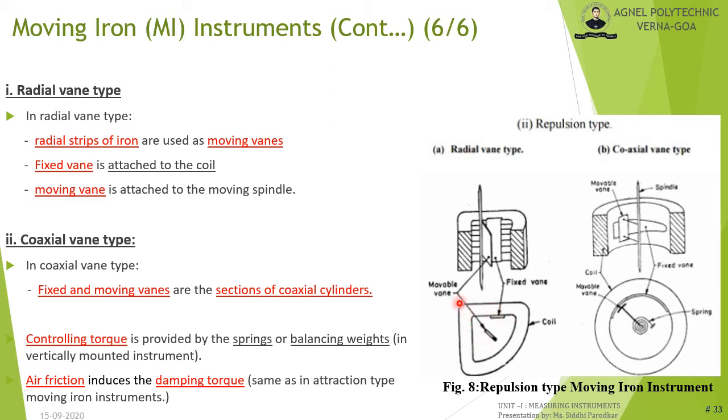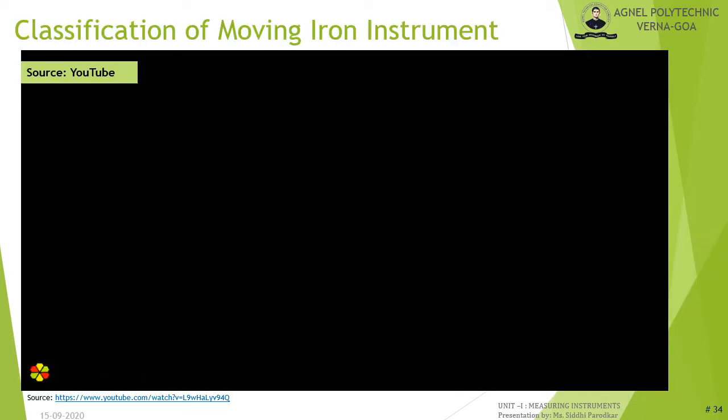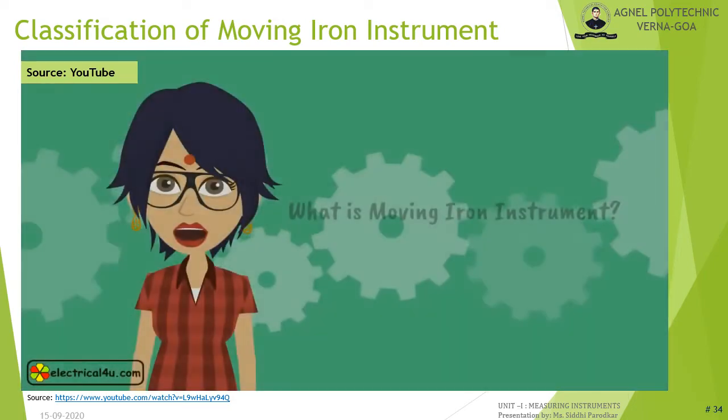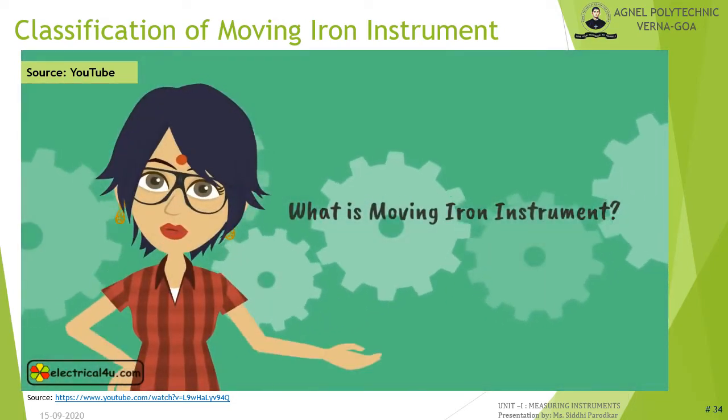In this case, the fixed vane is attached to the coil and the moving vane is attached to the spindle. In the second type of moving iron instrument, that is the coaxial type, fixed and moving vanes are sections of coaxial cylinders. They are like pieces of cylinders with a common axis. In both these cases, controlling torque is provided by the springs or the balancing weights, and air friction induces the damping torque. Let us try to understand various types of moving iron instruments through this animation.